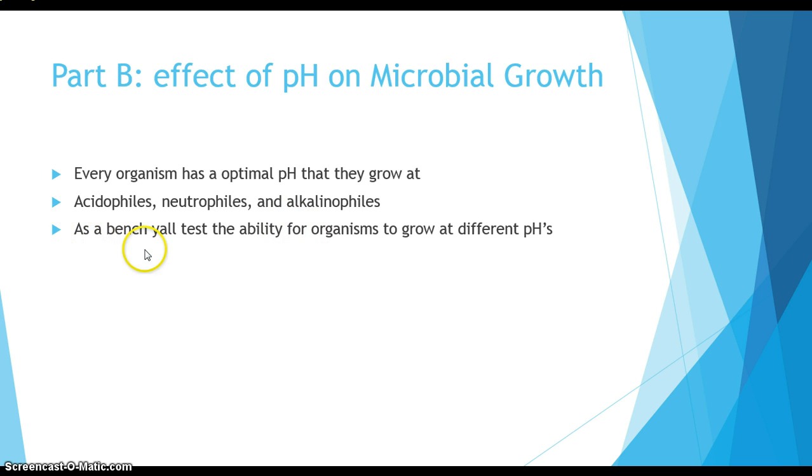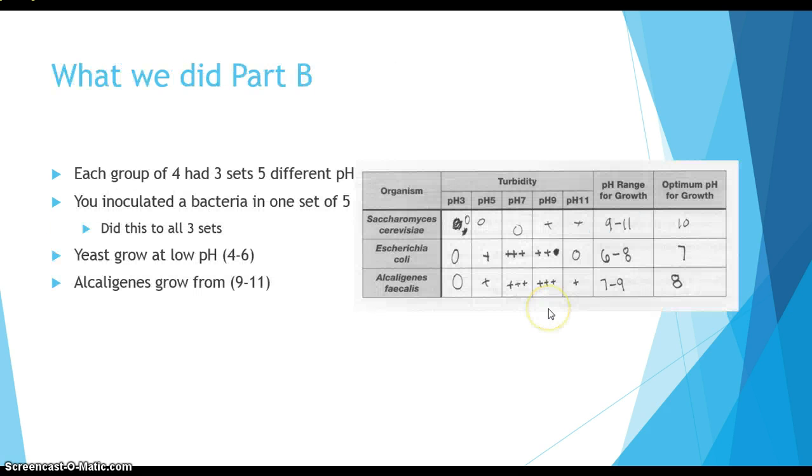And what y'all did was, as a bench, y'all tested the ability to grow at these pHs. Each group of 4 had 3 sets of 5 different pHs. So you had 1, 2, 3, 4, 5. You had pH 3, pH 5, pH 7, pH 9, pH 11. So these are very acidic pHs, and these are very basic pHs. So you inoculated bacteria in one set of 5. You had 3 tubes of pH 3, 3 tubes of pH 5, 3 tubes of pH 7, 3 tubes of pH 9, 3 tubes of pH 11.